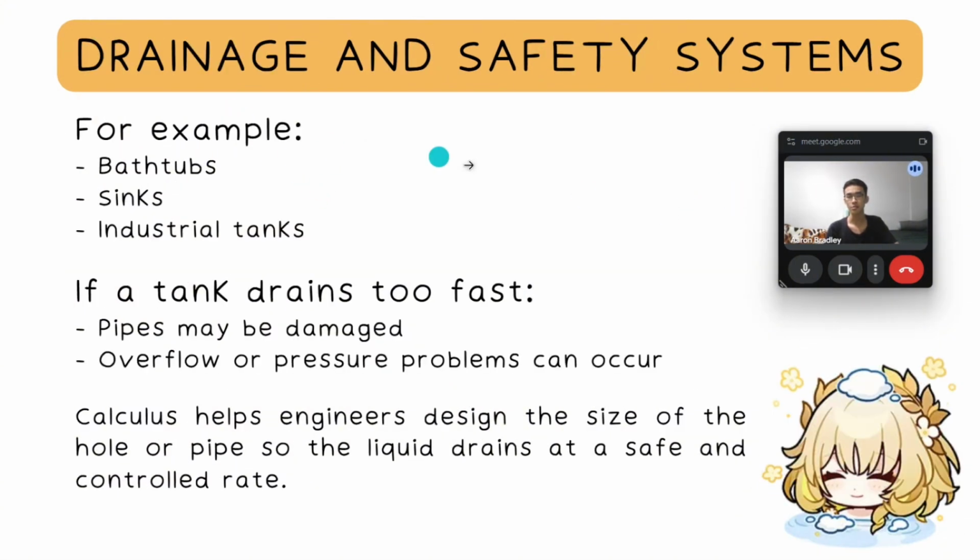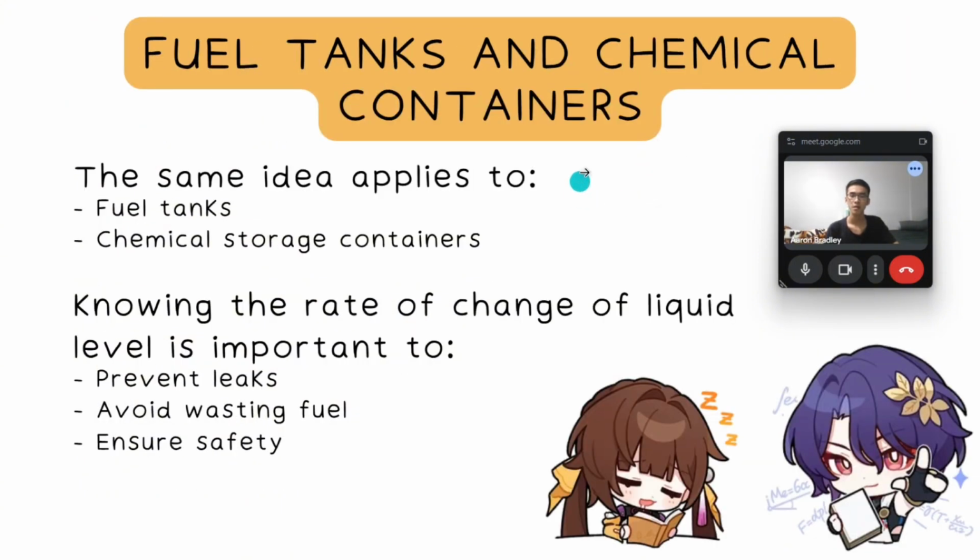Another aspect is drainage and safety systems. For example, they're used in bathtubs, sinks, and industrial tanks. If a tank drains too fast, the pipes may be damaged and overflow or pressure problems can occur. Calculus helps engineers design the size of the hole or pipe so the liquid drains at a safe and controlled rate. They're also used in fuel tanks and containers, where the same idea applies.